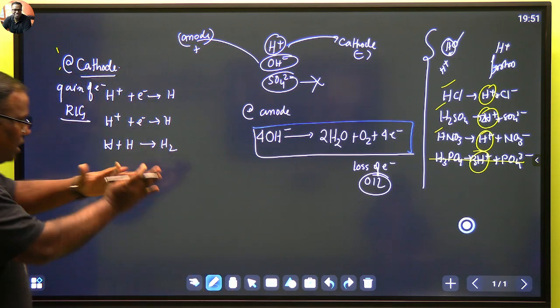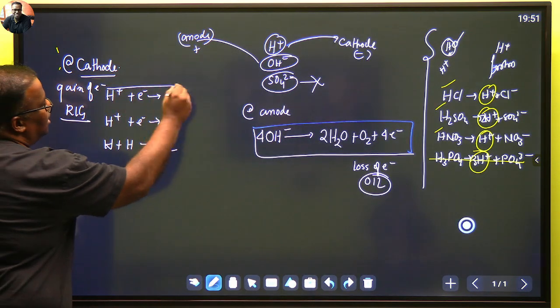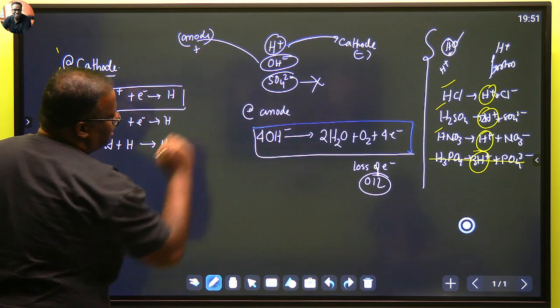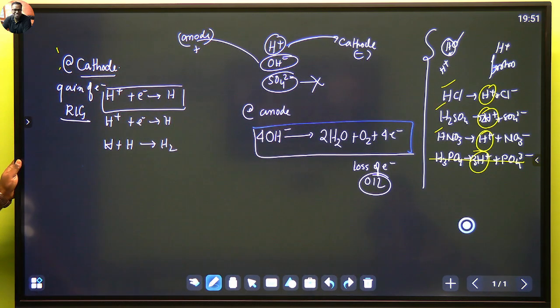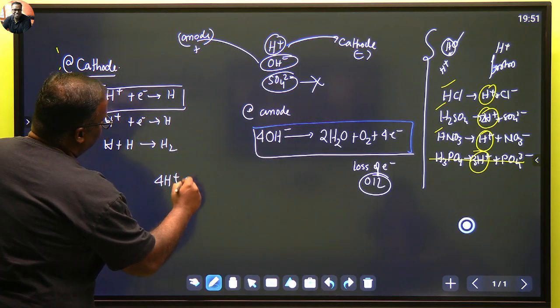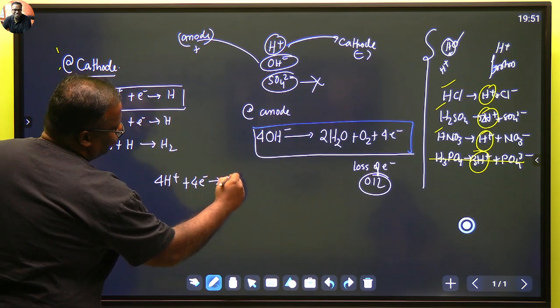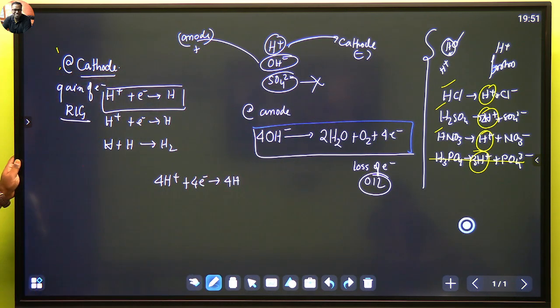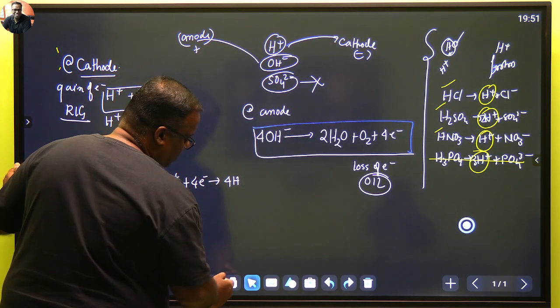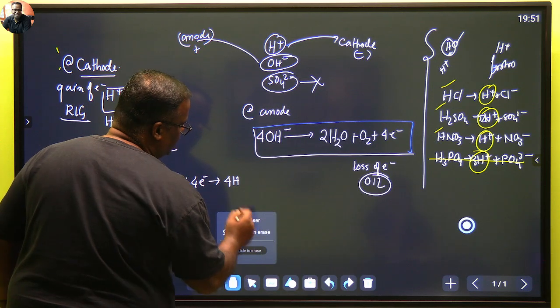Now when we combine the two reactions, कैसे combine करेंगे? We will combine this reaction and this reaction. For that, first make the number of electrons equal. So we will write 4H plus 4 electrons will give you what? 4 hydrogens. 4 hydrogens can be understood in what manner, बच्चा? बोलो तो 4 hydrogens मतलब क्या है? What does 4 hydrogen mean? 2H2.